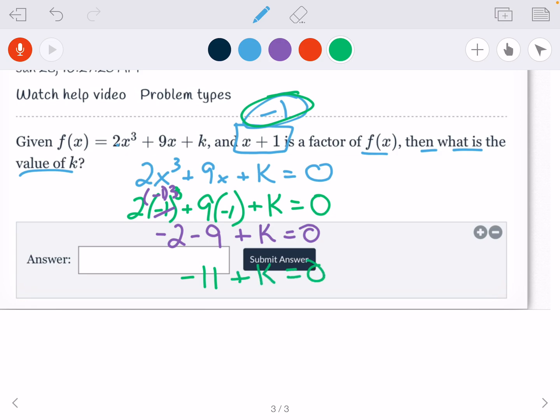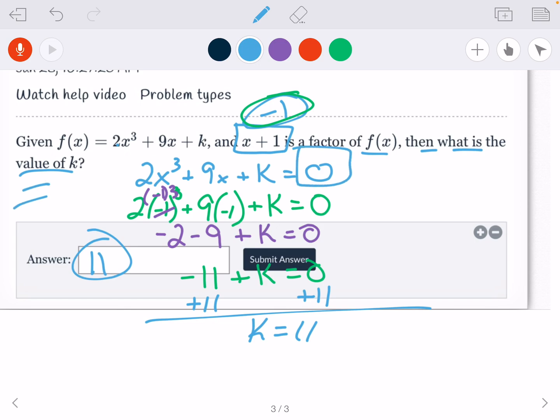So tell me, how am I going to get k by itself? That's it. Add 11 to both sides. So k equals 11. So your answer is 11. So when you don't have an "is something," set it equal to 0.